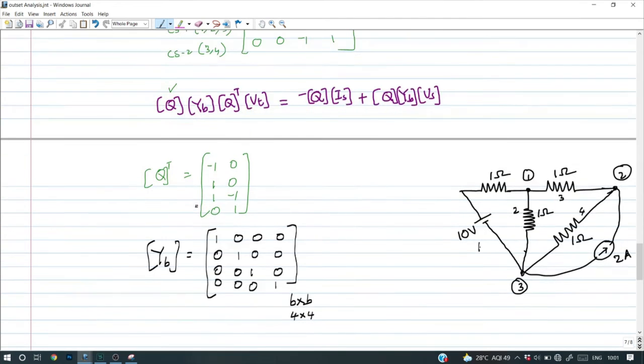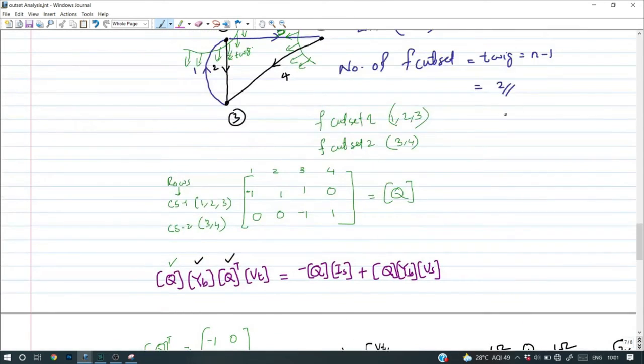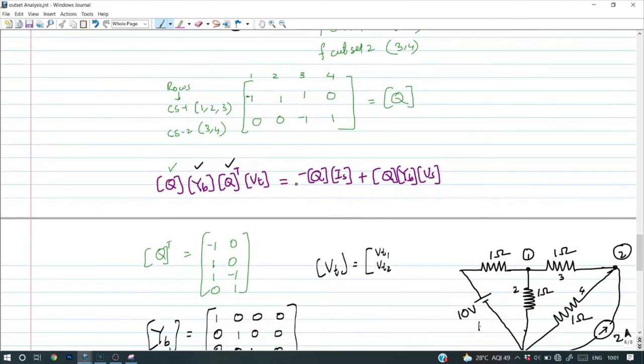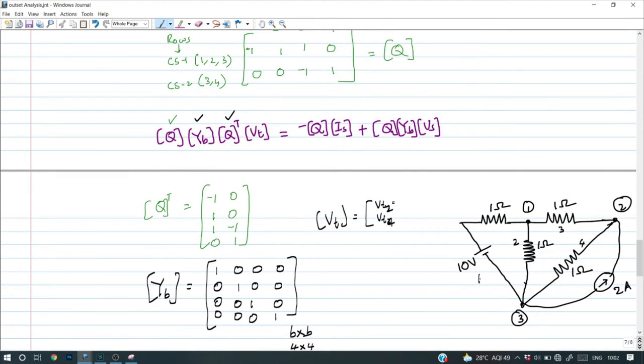What are the other matrices required? Now YB is known to us, Q transpose is known to us. What is VT? That we need to find out. So how many twigs are there? 2 twigs are there. So actually it is a column vector VT1, VT2. In our case, the twigs we have taken are 2 and 4. We can call them VT2 and VT4, based on which branch is a twig, that name we provided here. So this is the VT matrix.